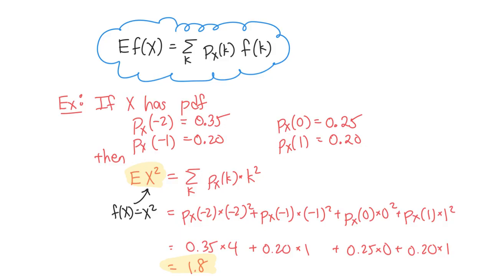One little detail to keep attention to is notice that the function that we multiply here is never applied to probabilities. One of the most common mistakes when students compute the expected value of a function is to plug in the probability. For example, in this case, a student might take 0.35 squared. That's wrong. Anytime you find yourself manipulating probabilities, you're probably making a mistake.